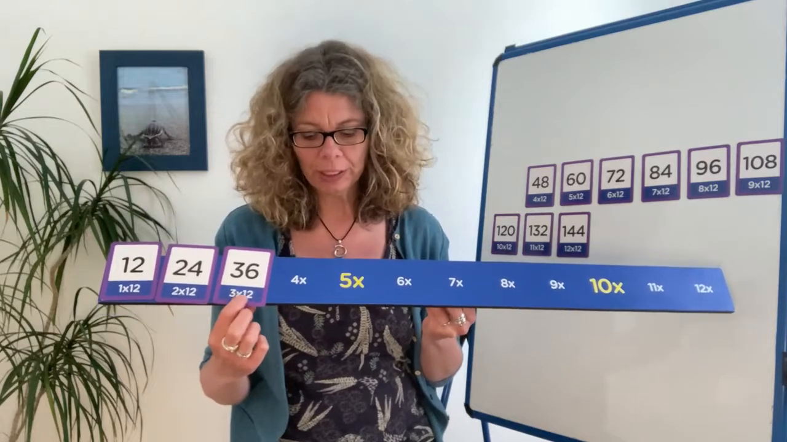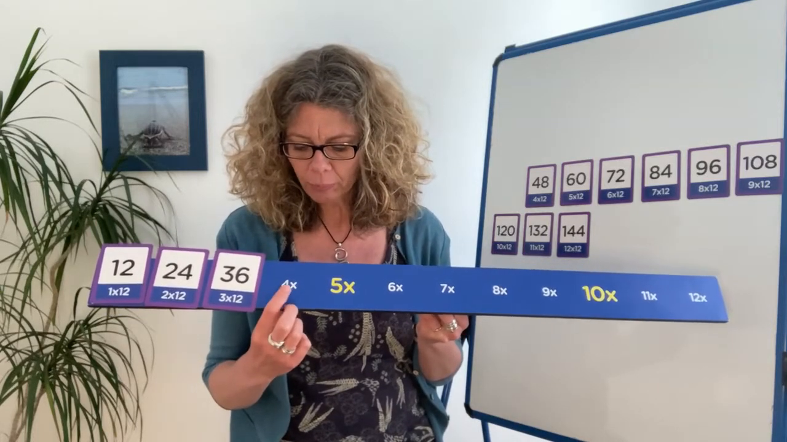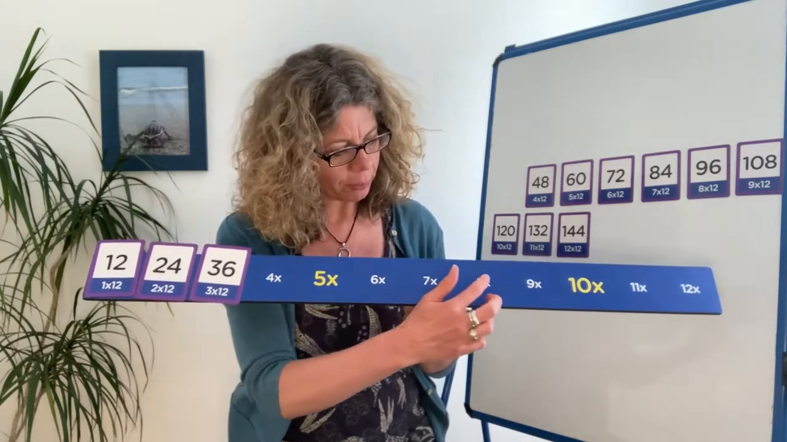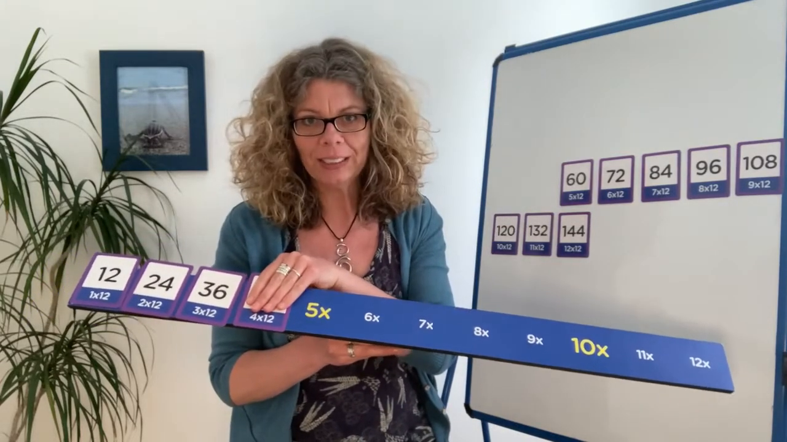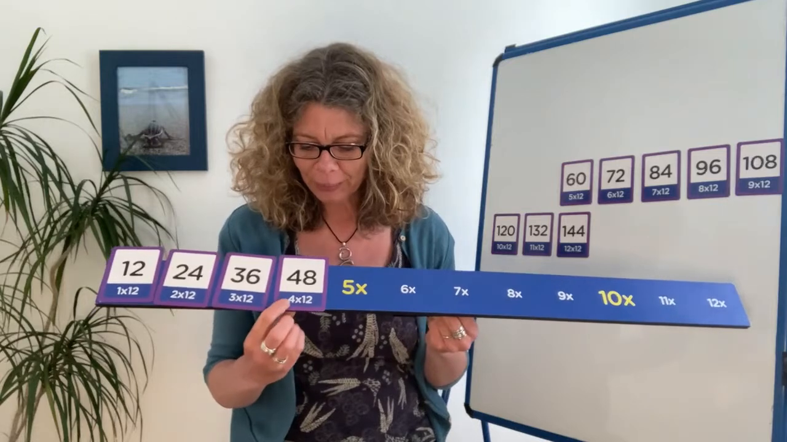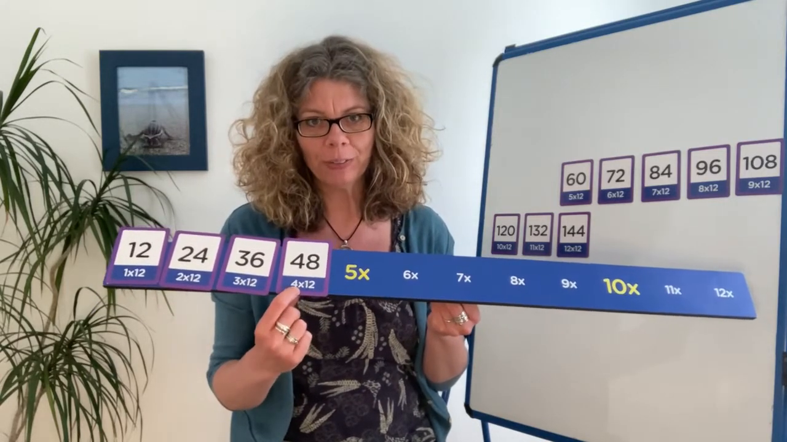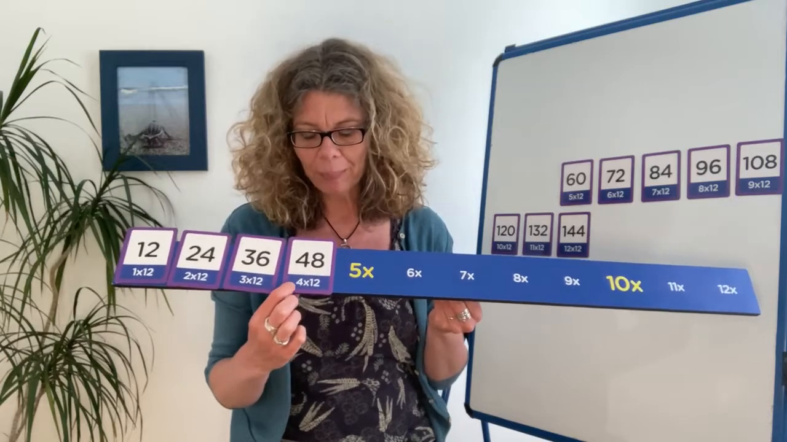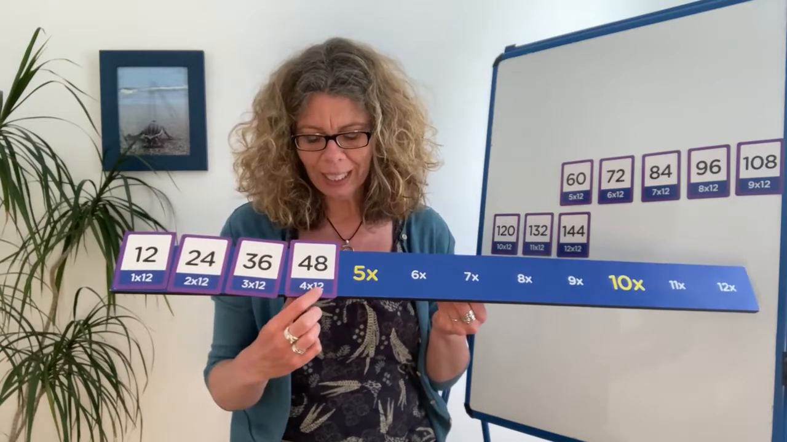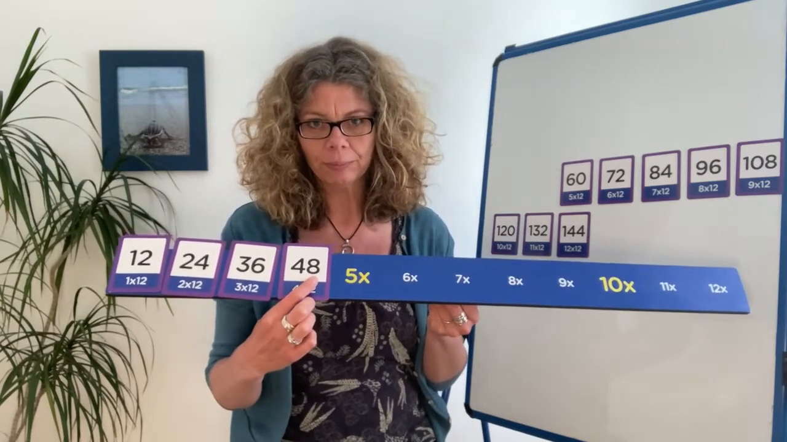So we can use commutativity to help us find 4 times, 5 times, 6 times, 7 times, 8 times, and 9 times. All of those facts we can find by just swapping the order of the multiplication sentence and using times tables that we've already learned. So let's have a look at this one. 4 times 12, if we swap the order, is 12 times 4. If you already know your 4 times table, you will know that 12 times 4 is 48. So that means that you also know that 4 times 12 is 48.